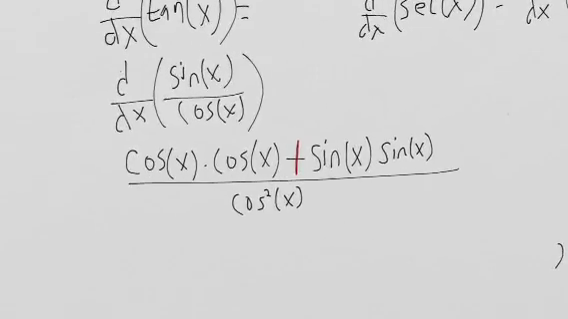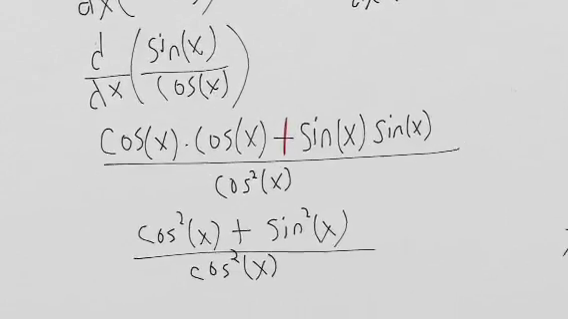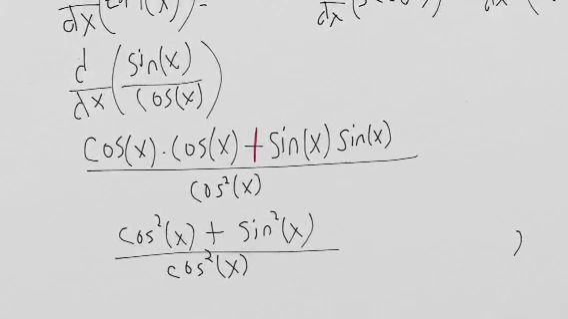So then carrying on, cosine times cosine is cosine squared. Sine times sine is sine squared. And then still dividing by cosine squared. We won't go into proving this or why this works, but in pre-calc or whenever you do trig in the curriculum, we go through the Pythagorean trig identities, and one of them, very useful, is cosine squared plus sine squared is actually just equal to 1. So we get 1 divided by cosine squared of x.